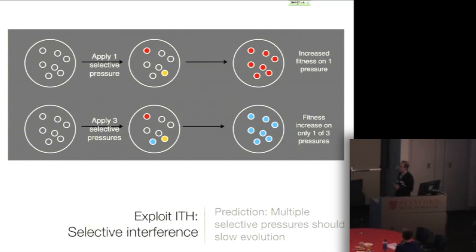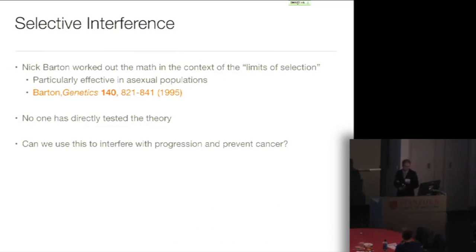However, if you apply multiple selective pressures, then mutations responding to the different pressures can actually interfere with each other. So even though you have mutations to the red, the yellow, and the blue pressure showing up in the second petri dish here, only one of them eventually is going to win out, and it'll be as if there was no evolution that happened with respect to the red or the yellow pressure. So that's the theory. It was developed by Nick Barton in the context of asking what the limits of natural selection are. But we would like to limit natural selection.